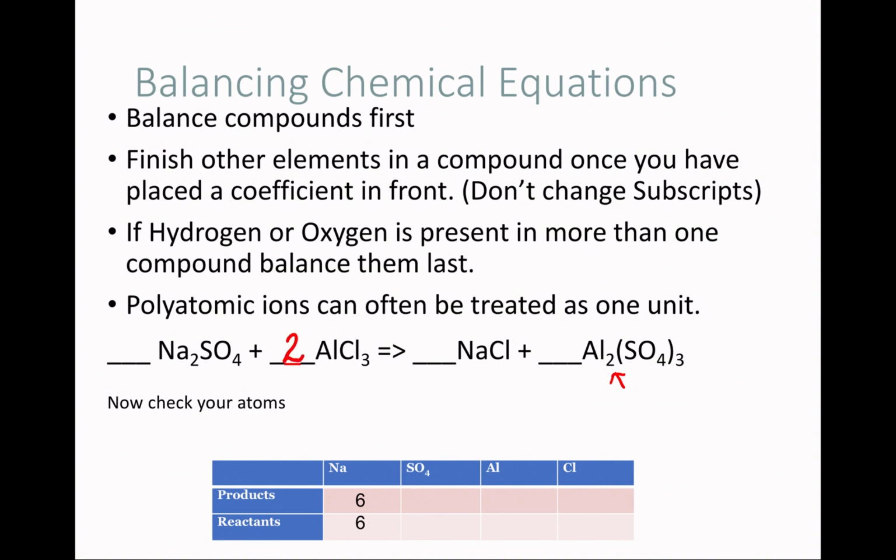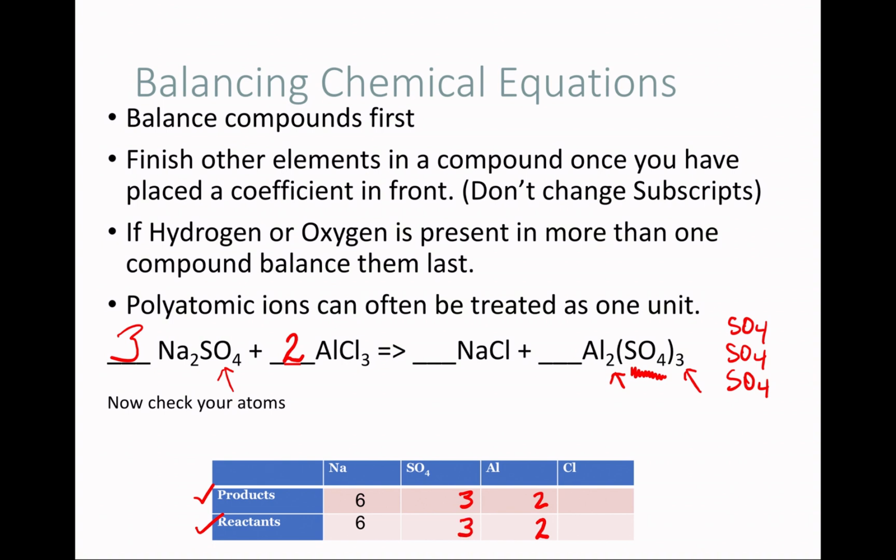Okay, so as far as our aluminum goes, we've got a 2 to 2 ratio on the product side and reactant side. That's pretty cool. Now, if we take a look at our sulfates, I've got 3 of this, I've got SO4 3 times. If I come over to this side and put a 3 in front of this, that makes my sulfates balanced.